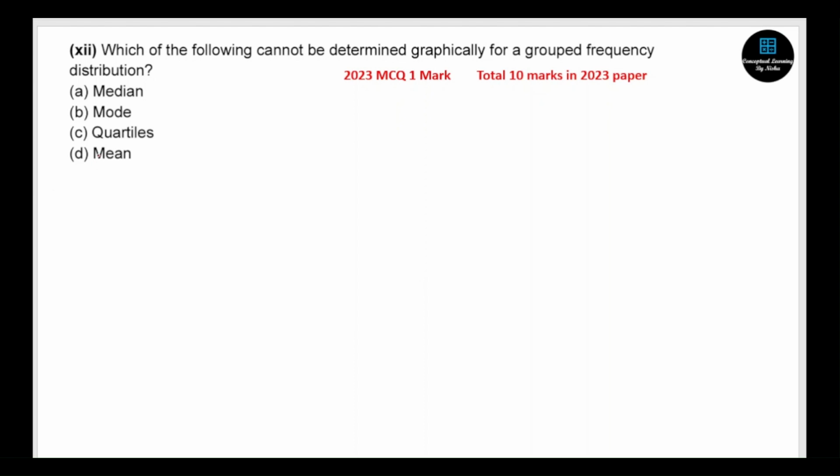Total 10 marks of questions were there in the 2023 paper. So this is an MCQ. Which of the following cannot be determined graphically for a grouped frequency distribution? So median we can do graphically. Mode also, we can plot a histogram and then solve it graphically. Quartiles also we can solve. So only the option mean. Mean we cannot find graphically. All right, perfect.